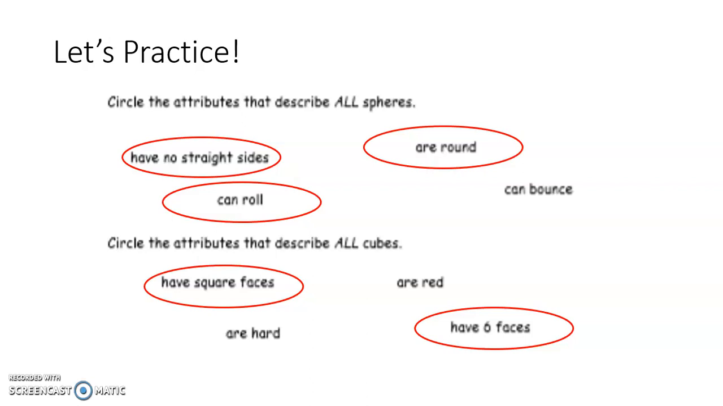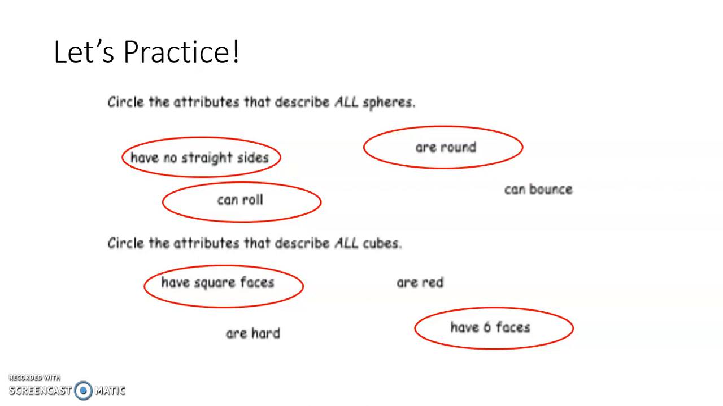Remember, just because it's in a circular shape does not mean that it can bounce. Can you bounce an orange? Can you bounce a wooden sphere? No, so that is not true. Now let's look at the attributes of cubes. Do all cubes have square faces? Yes. Are all cubes hard? No. We could have a marshmallow shaped like a cube. Is that going to be hard or soft? Soft. So that's really not something that all cubes have.